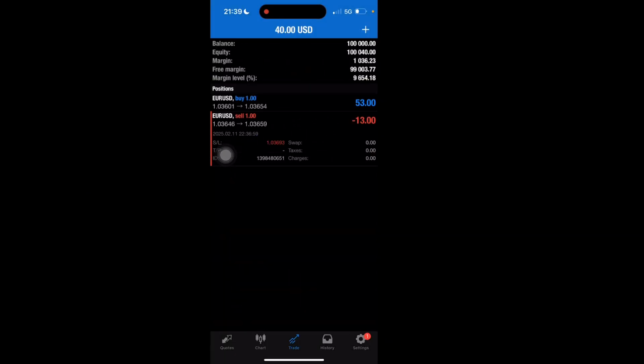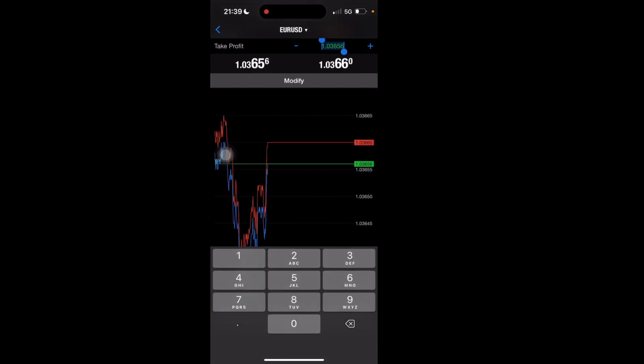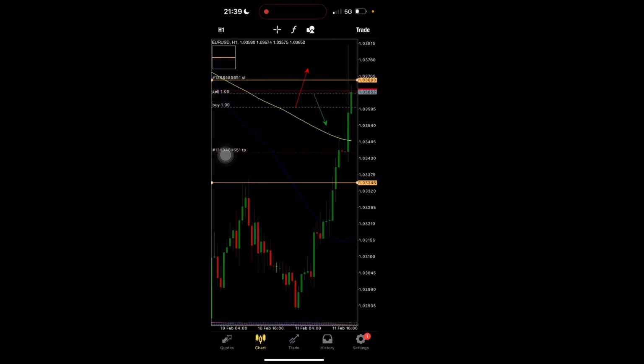Then click on the position you want to modify, the sell position, click on modify, and then input the value for the stop loss. Boom. There you have it. Sorry, the value for the take profit. There you have it. You have take profit set and stop loss set.